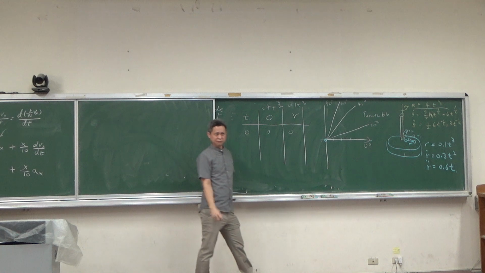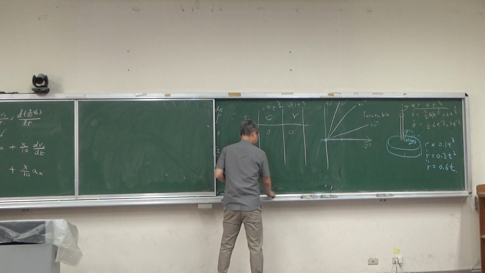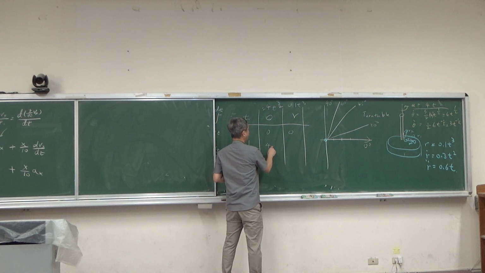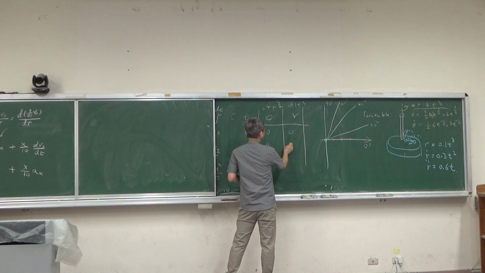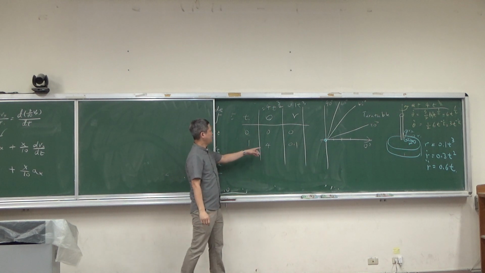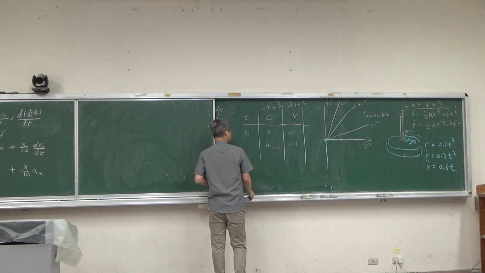This is how you draw the polar coordinate. 0, first point. Then how about the next point? At 1, what happened at 1? 4, 0.1. Here 4 is 4 radian. Yeah, it's quite a big turn.